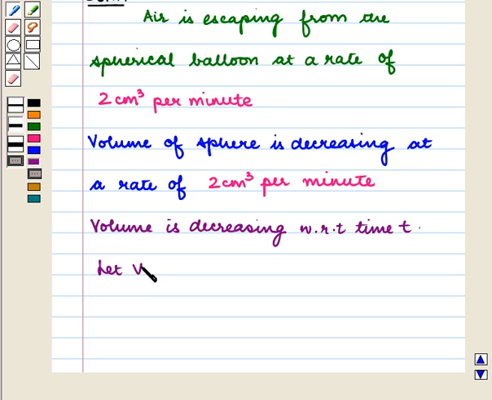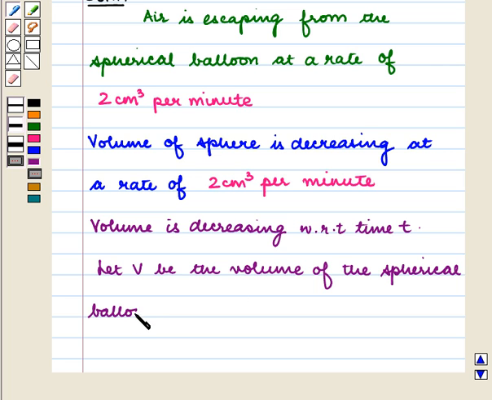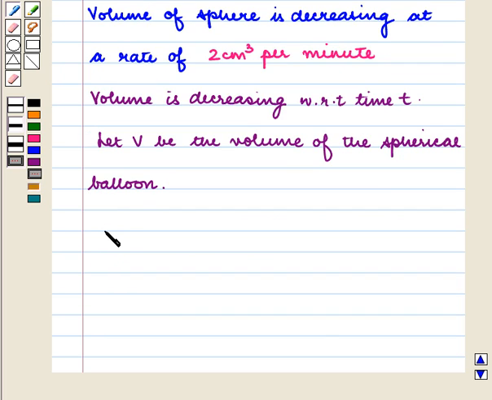Let V be the volume of the spherical balloon. Then dV by dt is equal to minus 2. We put a negative sign in the rate of change of volume V because the volume is decreasing.